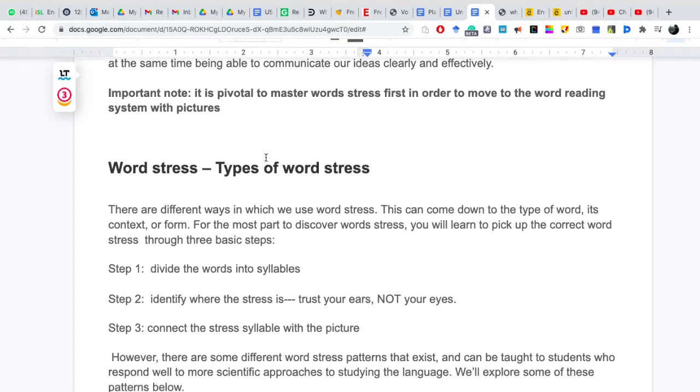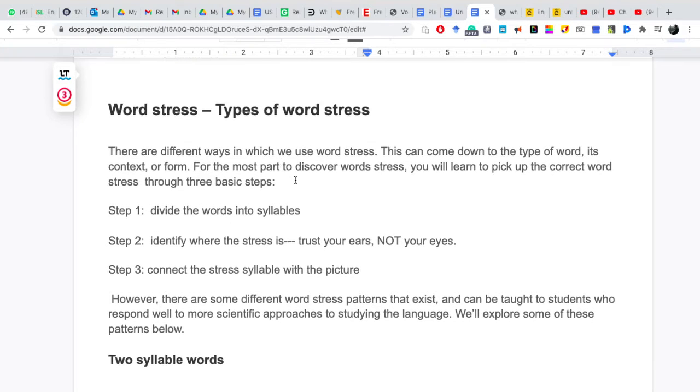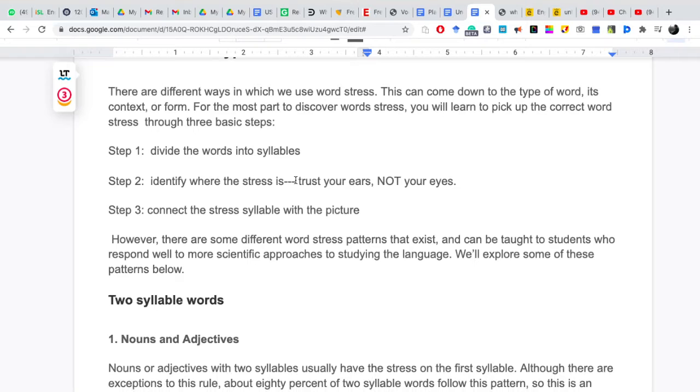I'm going to start with types of word stress. There are different ways in which we use word stress. This can come down to the type of word, its context, or form. For the most part, to discover word stress, you learn to pick up the correct word stress through three basic steps. Step number one, divide words into syllables. Step number two, identify where the stress is. You can use a strategy: trust your ears, not your eyes.